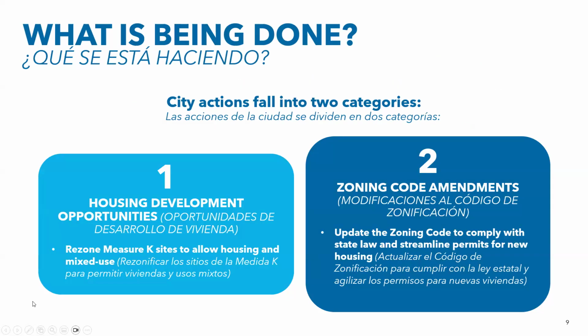So neighborhoods where we all belong can generally be grouped into two categories. The first is housing development opportunities, which includes the rezoning of housing element sites and Measure K sites in order to allow more housing and even mixed-use development. The second category is zoning code amendments. These are various updates to the city zoning code to comply with state law and streamline housing project processing. Next slide.